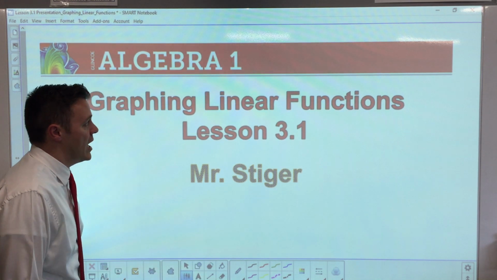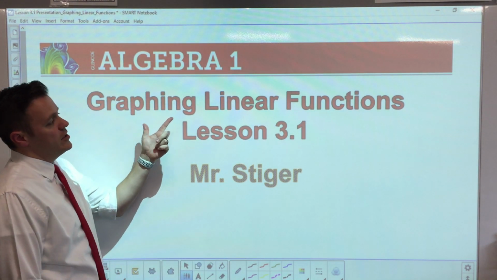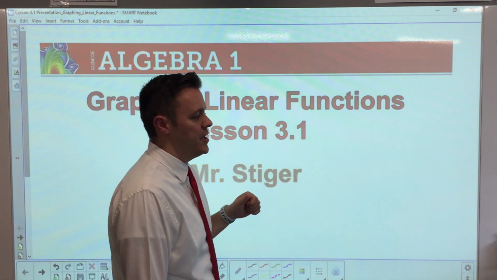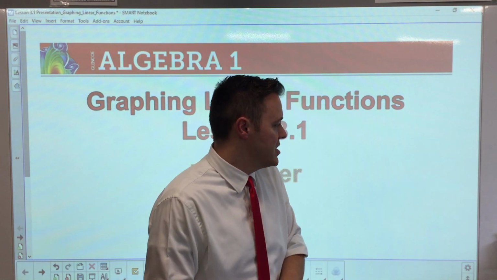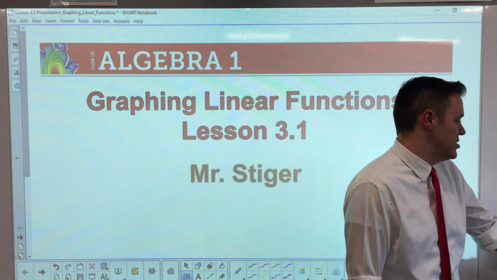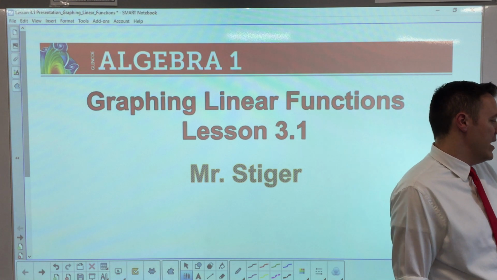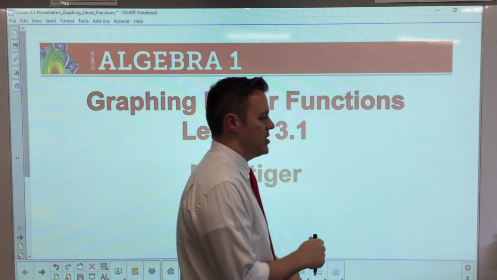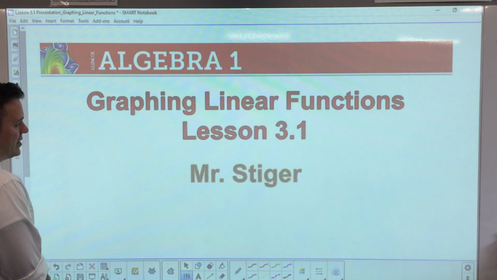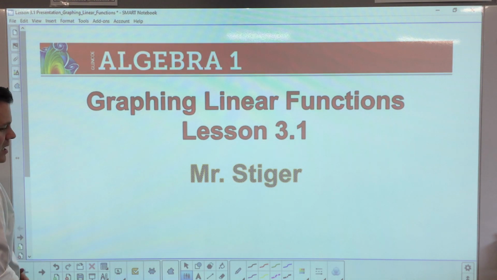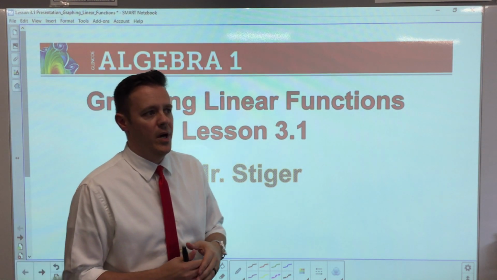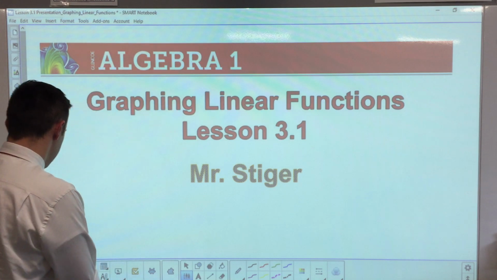So this is the beginning of Chapter 3, Graphing Linear Functions, Lesson 3.1, and I'm Mr. Stiger. This lesson is going to focus on, ladies and gentlemen, this chapter on identifying linear and non-linear functions, okay? We're going to start delving deeper into some of the 8th grade stuff that you learned, but start to build on top of it as we go along.